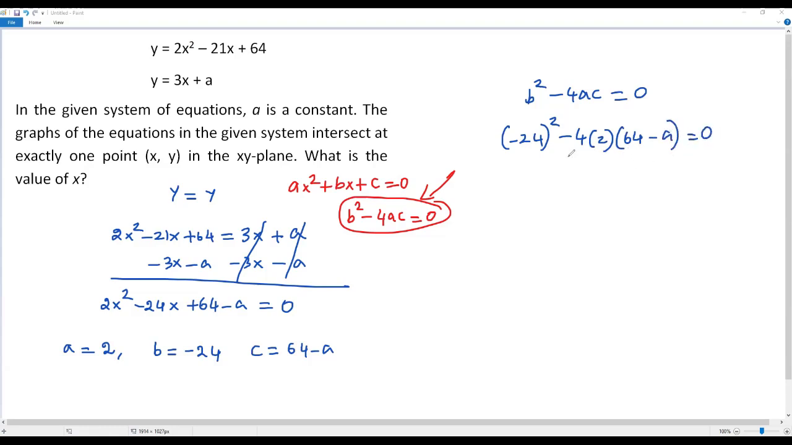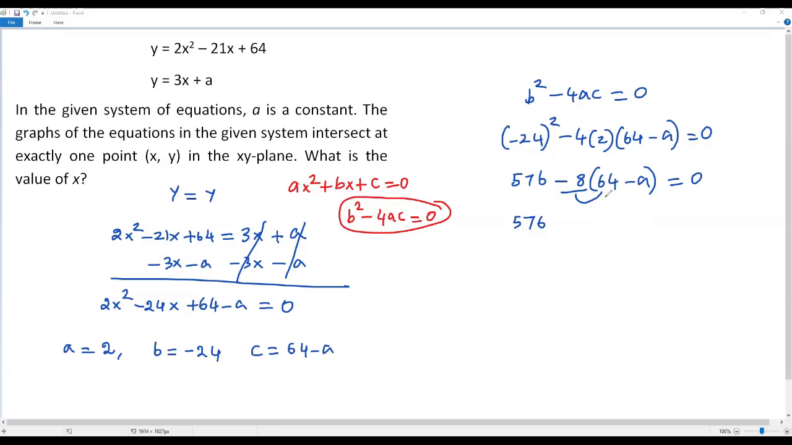Okay, now I have to get the value of negative 24 the whole squared. So this square is applicable for the complete expression inside the parentheses. When I apply this even exponent 2 to this negative, it will become positive. So now I have to get the value of 24 squared. The value of 24 squared is 576, minus 4 times 2 is 8, times 64 minus a equals 0. Now I have to distribute this negative 8 to 64 and negative a. So before that, I have to write this 576.